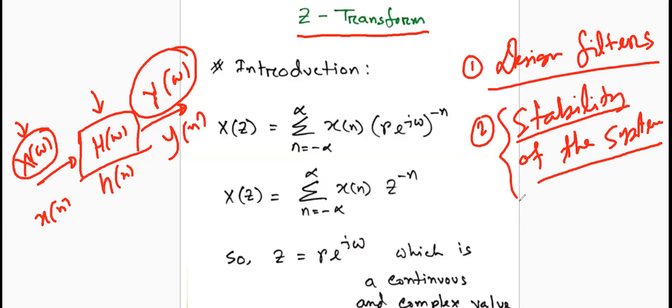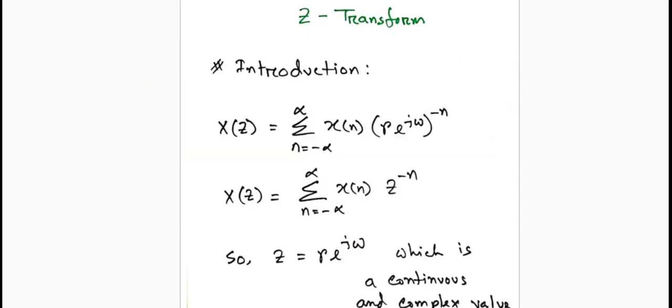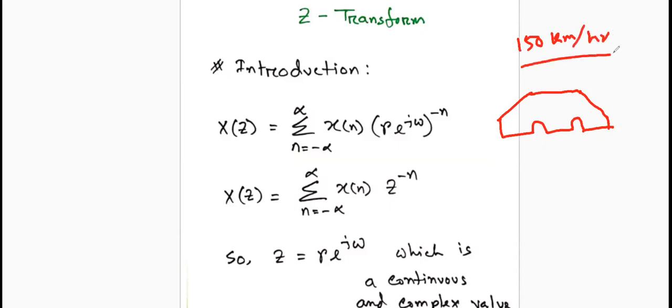Of course, you need to find what is the impulse response, and you need to determine for which condition this system will remain stable. For example, I have probably given this example to you when I talked about stability. If you are driving a car with a particular speed, let's say 150 kilometers per hour, and you are running your car very smoothly and fine, so the system is stable.